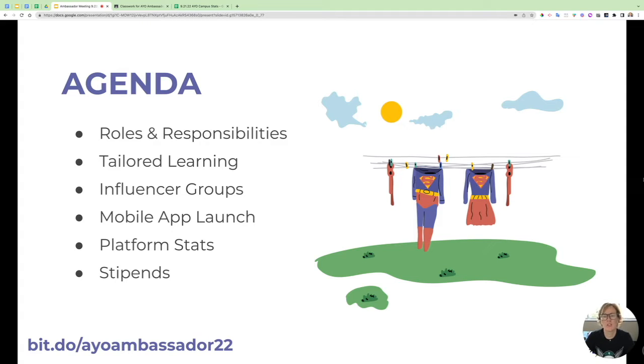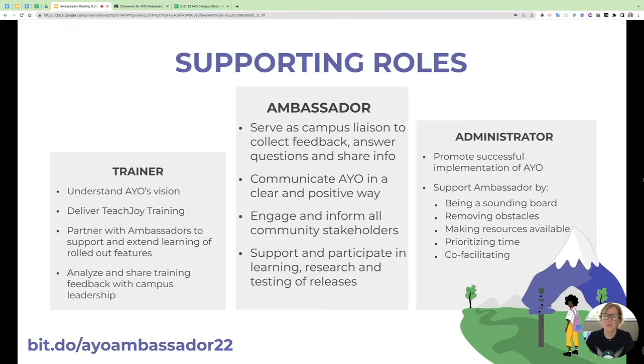And then we also shared some stats so that they have an idea of where their campus is at regarding the web platform. A question we get a lot is, what does an ambassador do? Is that different from the trainer? What does the IO admin do? And so this is a summary of the roles when it comes to IO.